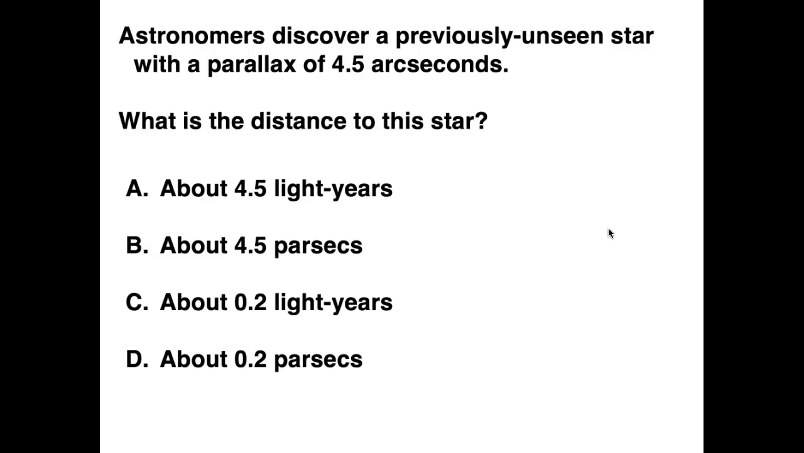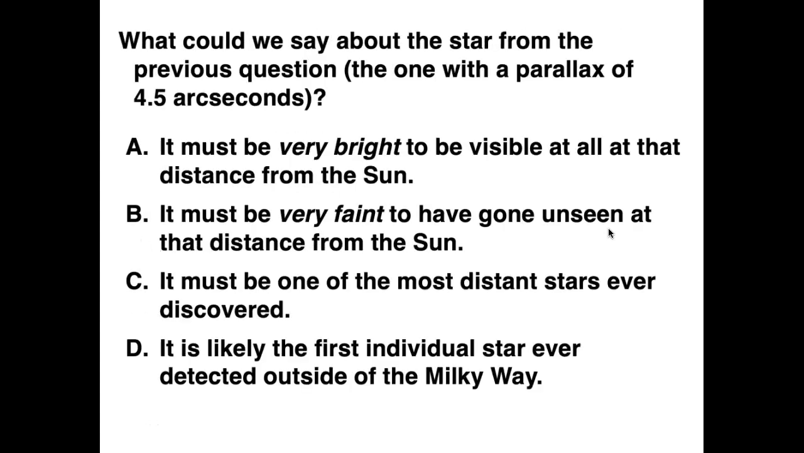That star is going to have a distance of 0.2 parsecs. So, all right, D it is. What do you think? If there's a star that you just discovered, a star that nobody knew existed before, and that star has a parallax of 4.5 arcseconds, what can we figure out? What can we say about that star? What do you think?